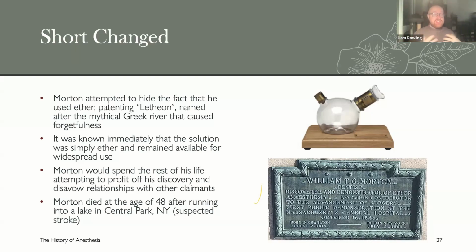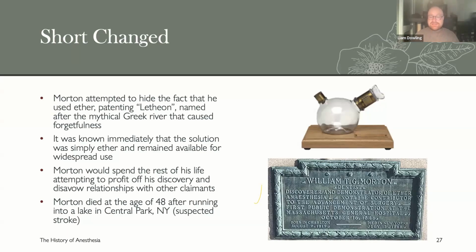Morton initially tried to patent this chemical, and people called him out on it. And he said, no, no, I'll leave the patent free for charities and hospitals. How very kind of him. But essentially, he would spend the rest of his life attempting to profit off of this discovery. He would make a claim to the United States Congress that he was missing out on financial compensation for his discovery, which was rejected. And he would spend it debating with other individuals about whether or not he deserved the credit for it. Morton died at the age of 48.